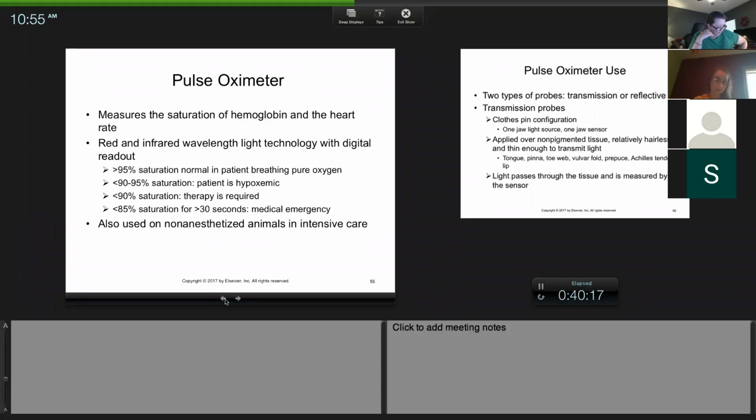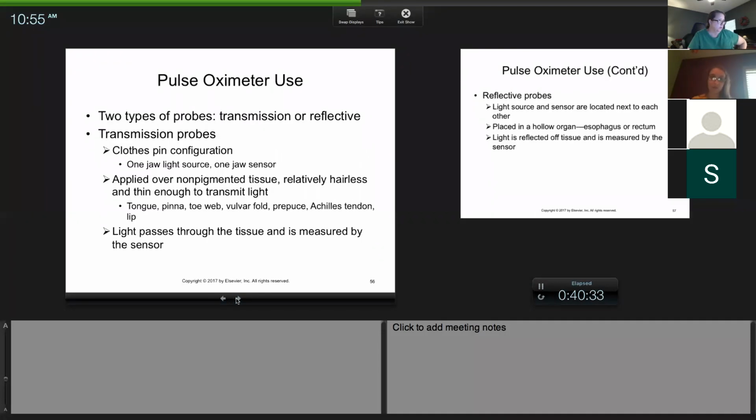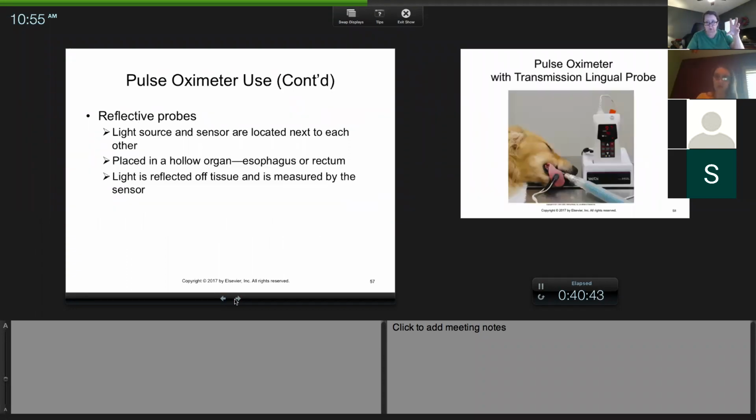I didn't ask this as a question, but it said, where are 2 locations to place a pulse oximeter probe? Tongue, prepuce. Be familiar with the tongue, pinna, in between the toes, the Achilles. The light is shining through and then bouncing back. If it's saturated with hemoglobin, it reflects the light back. What percentage of light is being reflected back? That's how it gets this value.